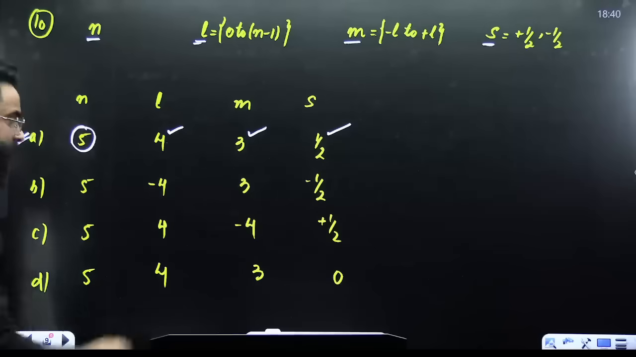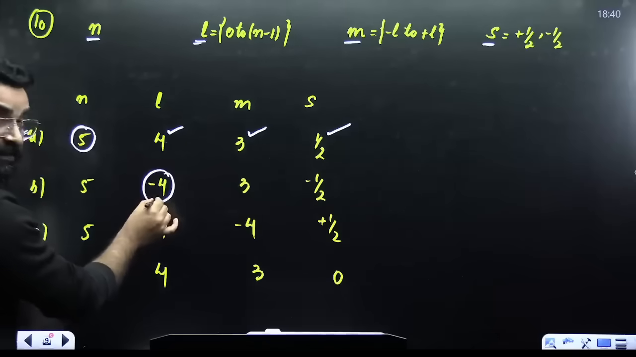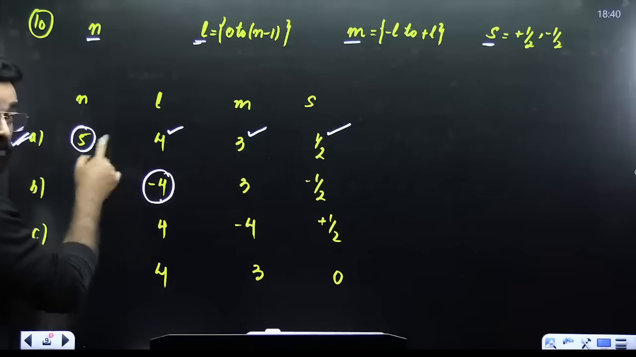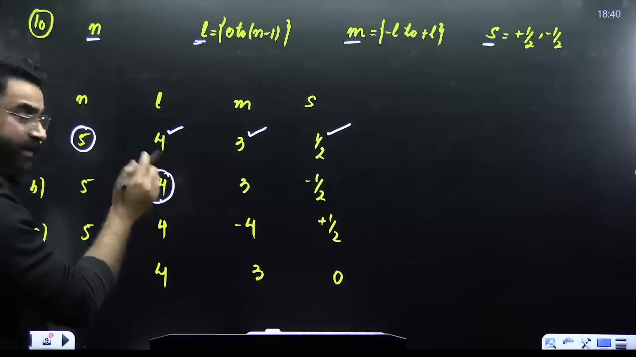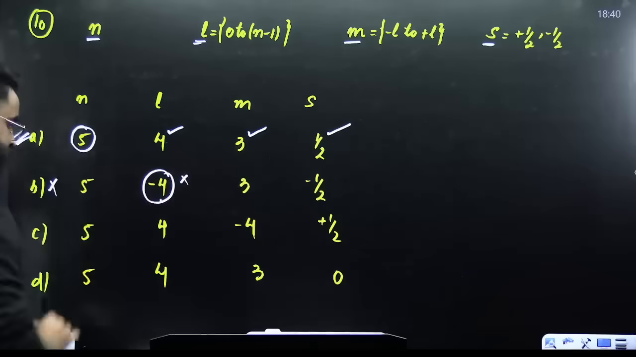Now tell me whether this one is correct or incorrect. This is incorrect. Why? Because l value is from 0 to n minus 1, 0 to 5 minus 1 means 0 to 4. So 0, 1, 2, 3, 4. It cannot be minus 4. So this is incorrect.